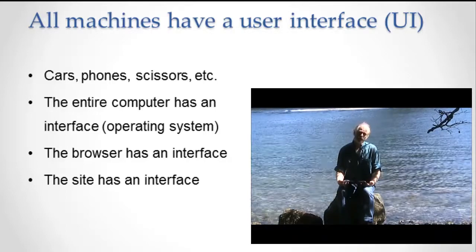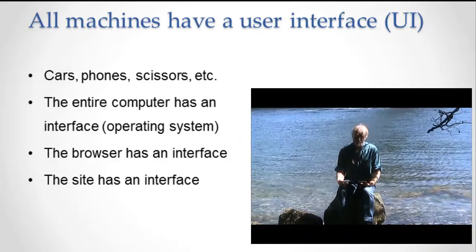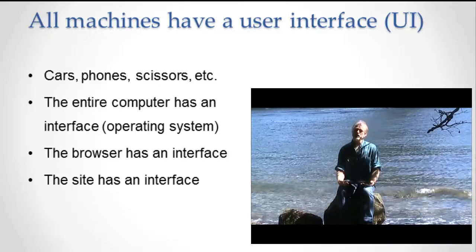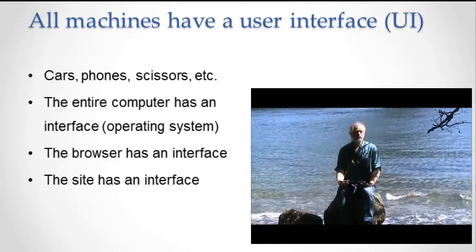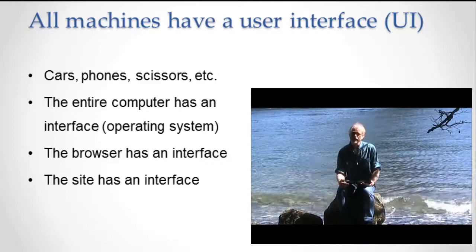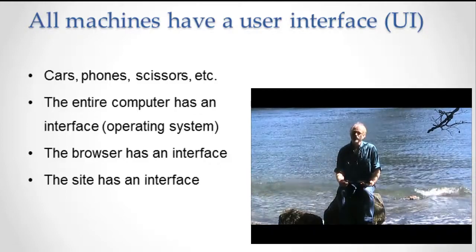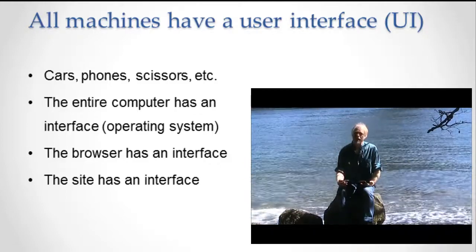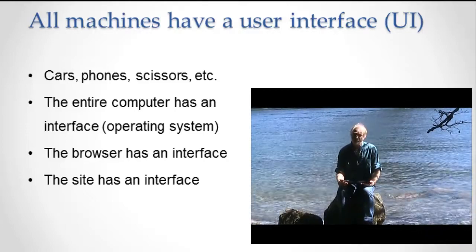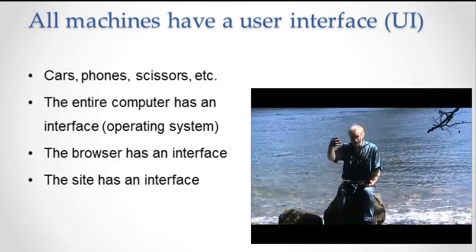So there's a way that you work the computer, that's the computer's user interface. There's the way that you work the browser, that's the browser's user interface. And then within the browser, there's Facebook, and Facebook has a user interface. The way that you operate Facebook, the way that you make Facebook do the things that it does. That's the user interface of Facebook. So every machine has a user interface, and your computer has multiple user interfaces all interacting at the same time. There's the computer itself, with a Windows or Macintosh user interface, whatever it is. There's the browser that has its user interface, how you make the browser do what it does. And then there's Facebook that has a user interface, how you make Facebook do what it does, all nested inside of each other.